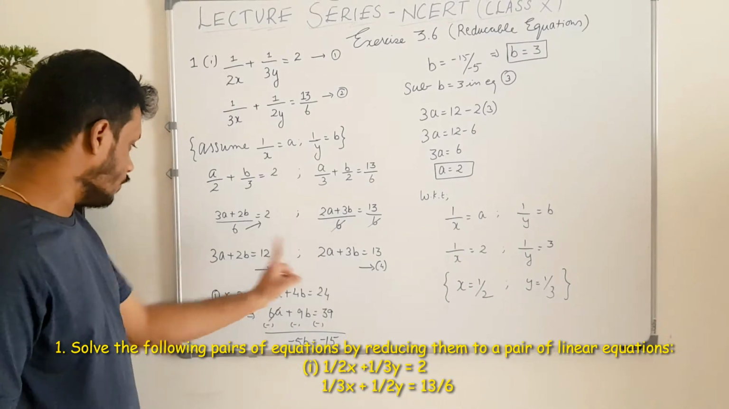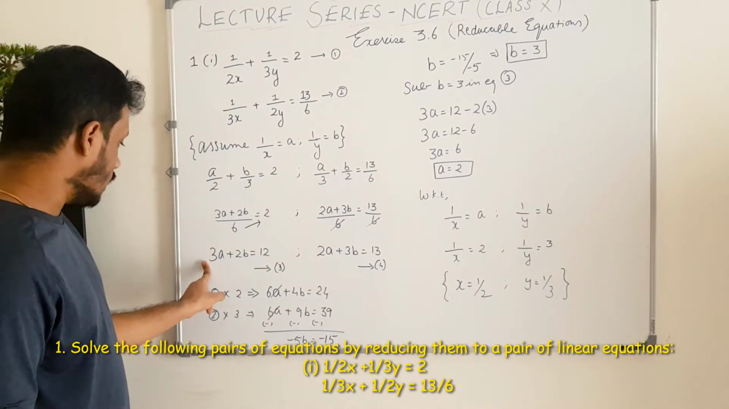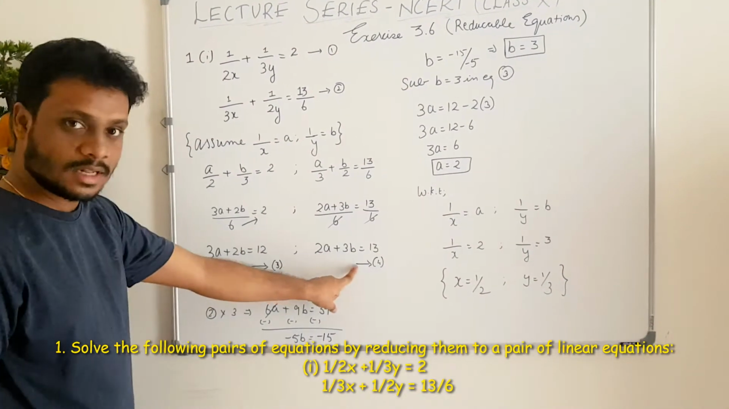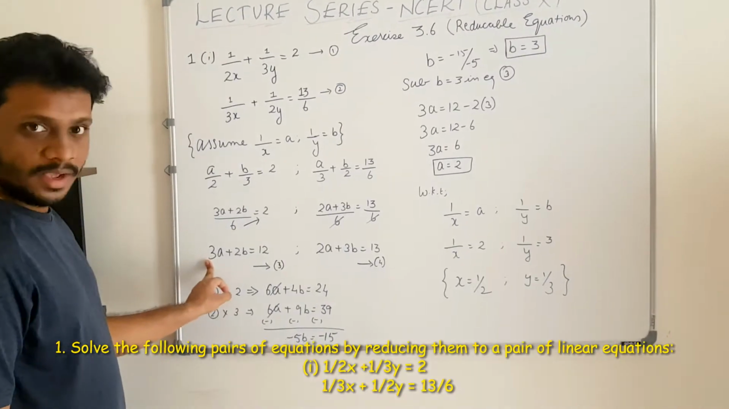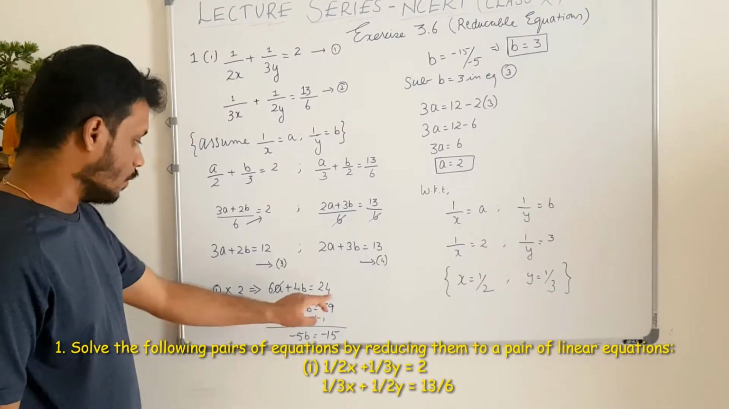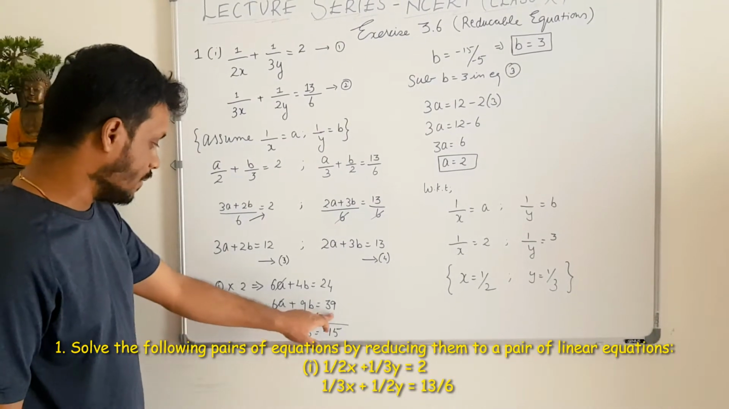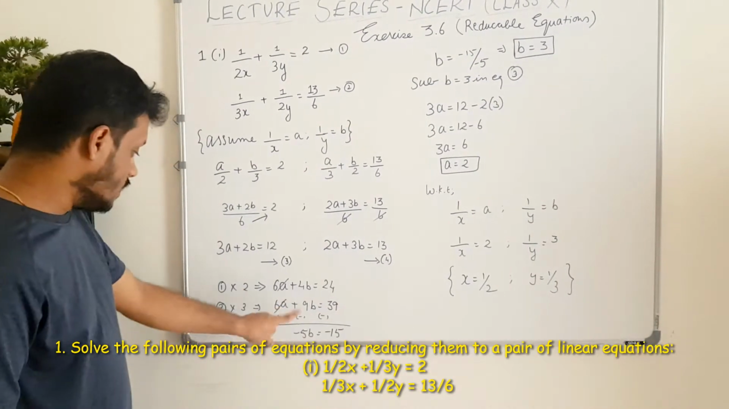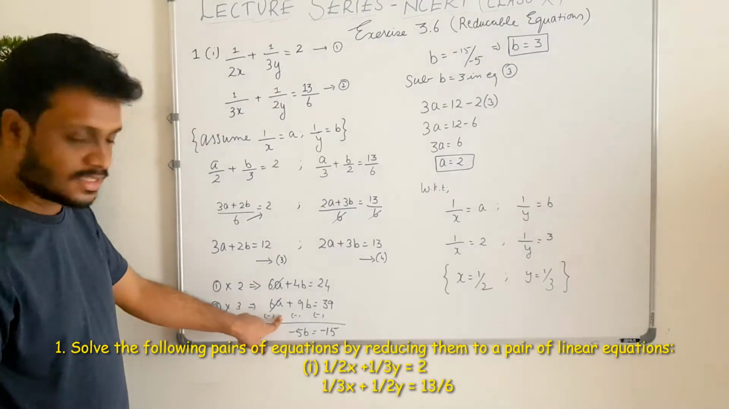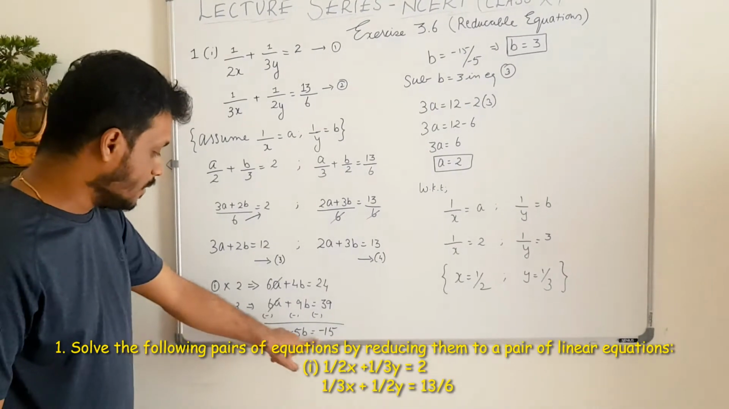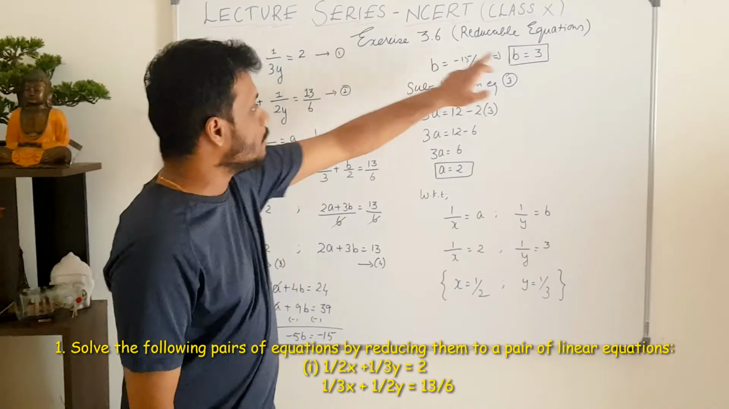When I look into both of them, I see that for the first variable there is nothing common that I can cancel. So I'm taking the first equation and multiplying it with 2. So I get 6a plus 4b equal to 24. Then the second equation I multiply with 3. I get 6a plus 9b equal to 39. So when I change the signs, the 6a and minus 6a get cancelled away. So I'll be getting minus 5b equal to minus 15, which implies my b is equal to 3.